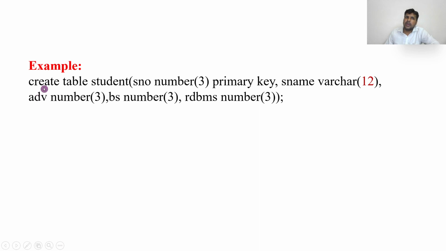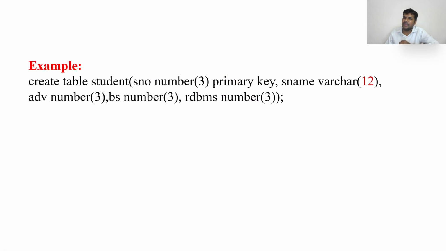Okay, for example, I want to create a table in SQL, so I said create table student, s number, serial number, and size is 3. Serial number is the data type, size is 3, and I have given a primary key. What do you mean by primary key? It will neither accept null nor duplicate values. So it will not accept null values and duplicate values.